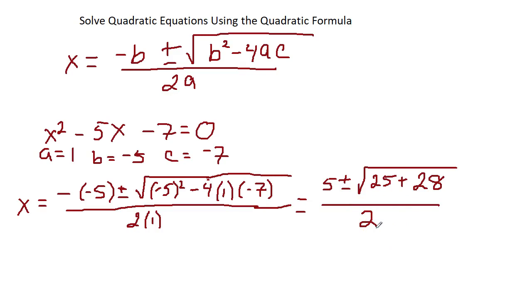Alright, now we have to clean up what's inside the radical by adding our 25 and 28. So x still equals 5 plus or minus square root. 25 plus 28 is 53, all over 2. Now 53 is not a perfect square, and it's not one where I could just divide it into a perfect square and factor out. So I just leave it like this. Here is my answer: 5 plus or minus square root of 53 all over 2.